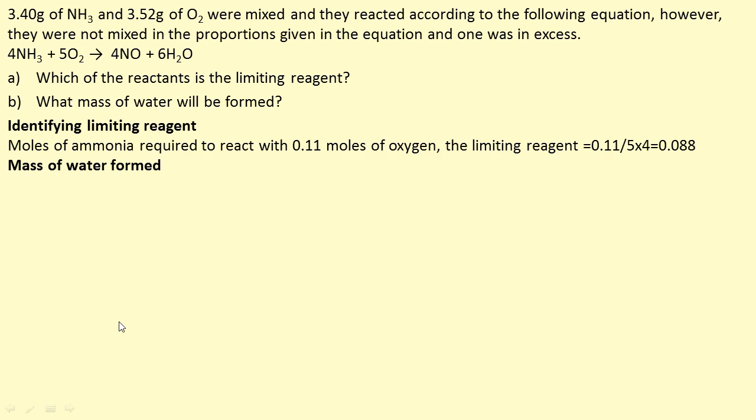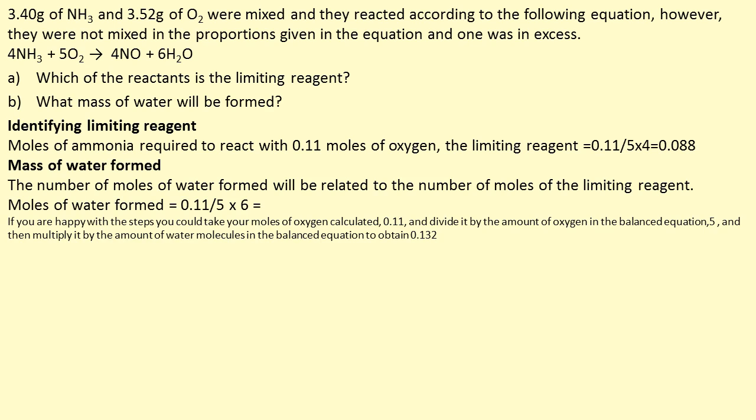The second part asks, what mass of water will be formed? The number of moles of water formed will be related to the number of moles of the limiting reagent. If you're good with maths, you will see from the simple equation 5 moles of oxygen molecules form 6 moles of water molecules. So we need to use this ratio of 5 to 6 to calculate the number of moles of water formed. So 0.11 divided by 5 multiplied by 6.